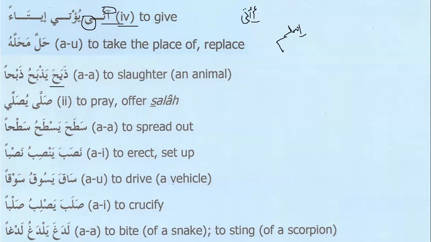Zabbaha, yudhabbihu, tadbihan. That's tadhbih, massacre, like to kill mercilessly. So that's why we need to learn those forms many times. Salla, yusalli, tasliyatan, to pray. Sataha, yastahu, sathan, to spread out.